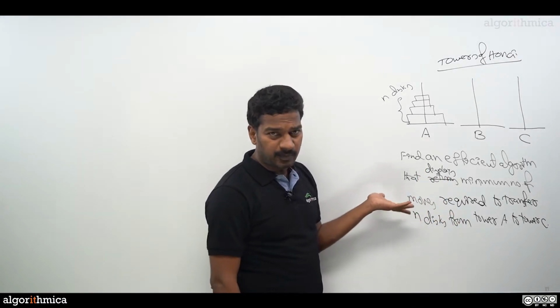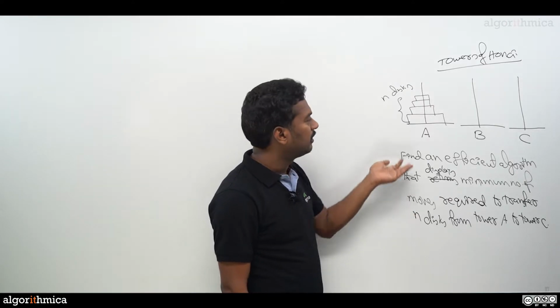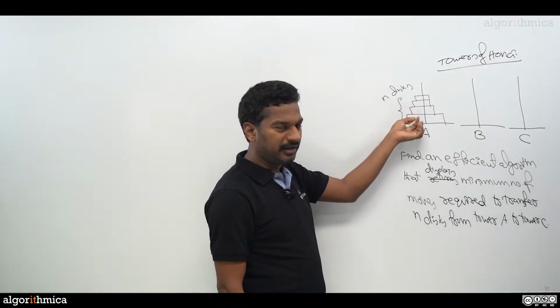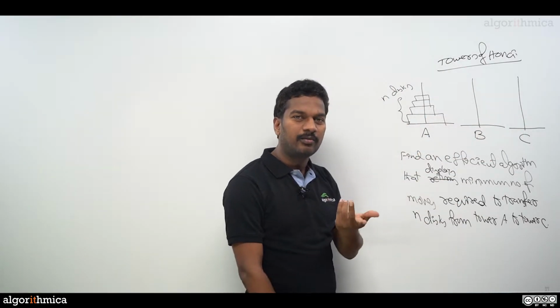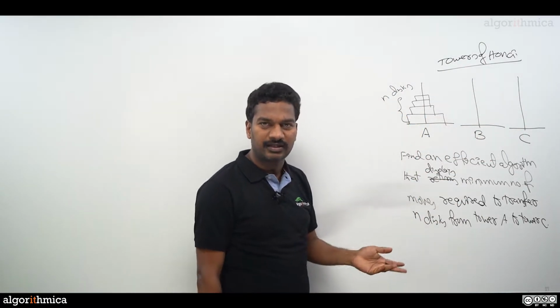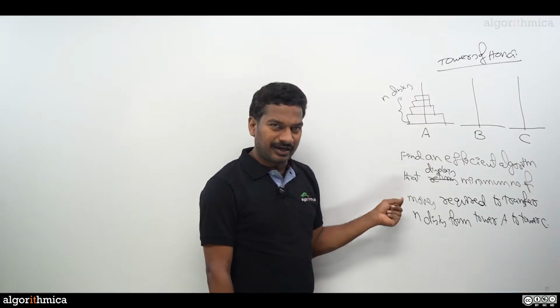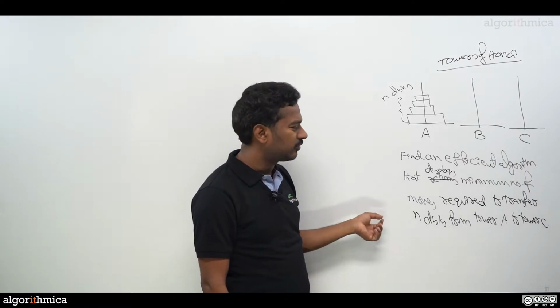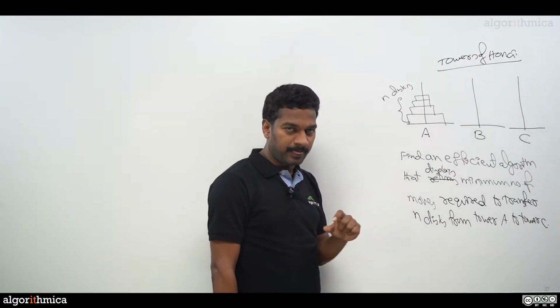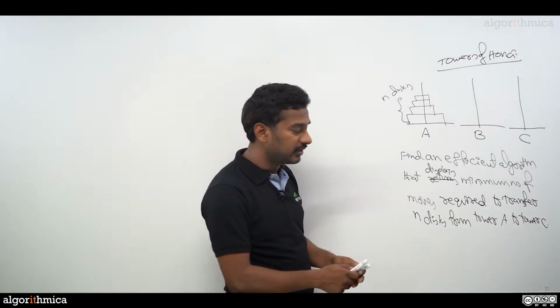Ideally, if you look at this problem statement, there's nothing to it. You have n disks, each of a different diameter. Pick up all of these disks and transfer them to C. In one move, we can transfer everything. So there's no real challenge or fun when you don't put restrictions on this problem. This problem is interesting only if we place some restrictions.